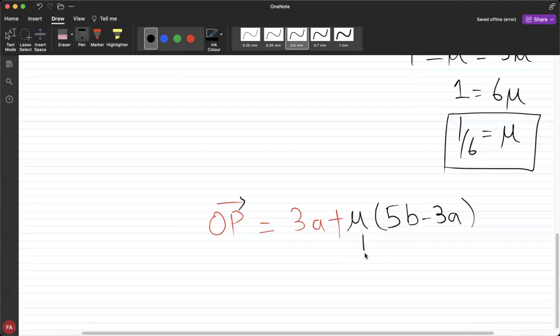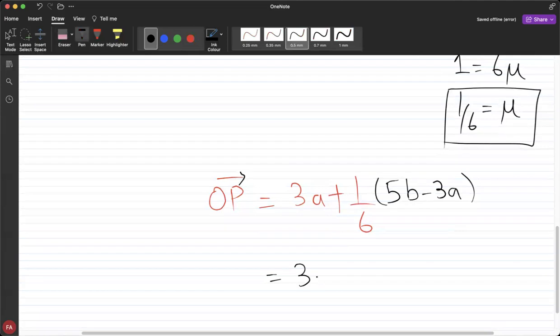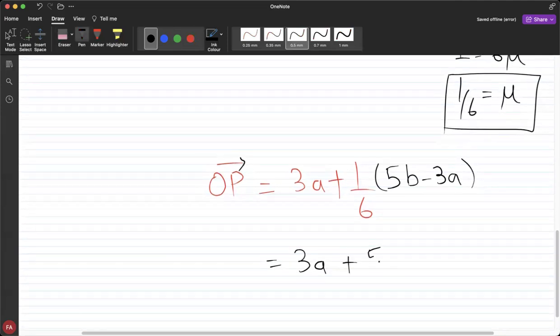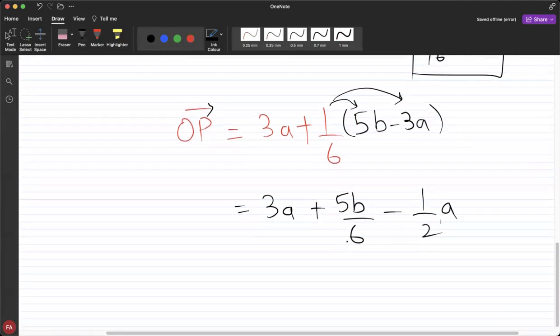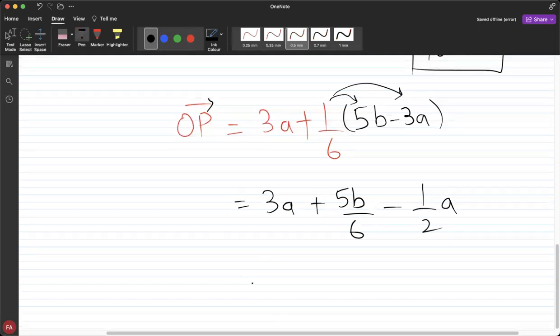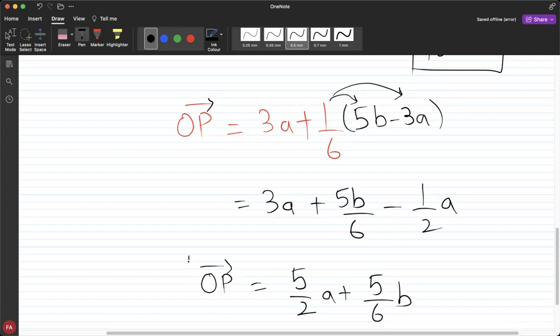If I did, let's just plug this value of mu as 1 over 6. I'm going to expand my fraction over here. 3a plus 5b over 6 minus, when I multiply this, that's going to be minus 1 over 2 a. If you were to solve this, 3a minus 1 over 2 a, this will end up giving you 5 over 2 a plus 5 over 6 b. This is my value for OP.